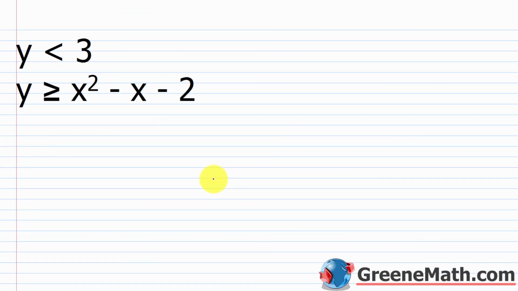All right, let's take a look at one more. So we have y is less than 3. We also have y is greater than or equal to x squared minus x minus 2. So let's call this inequality 1 and this inequality 2.